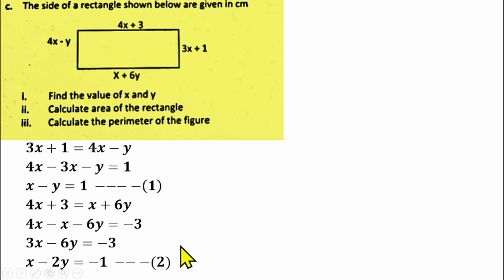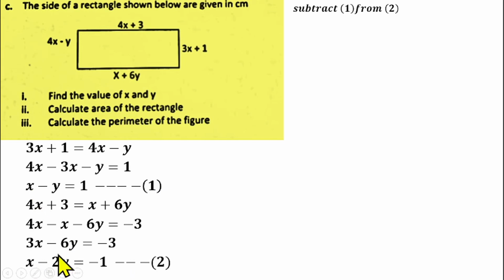So we can solve equation 1 and 2 simultaneously to find our x and y. So you can see that the x is already equal in the two equations. So we can just eliminate x by subtracting equation 1 from equation 2.